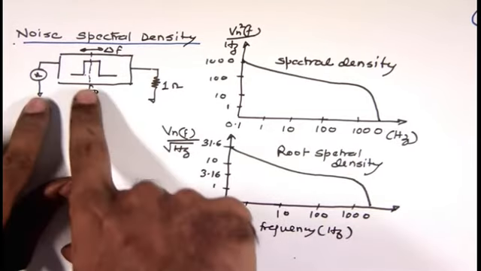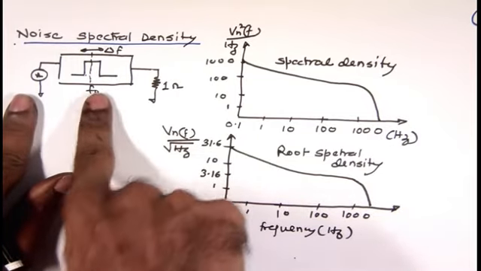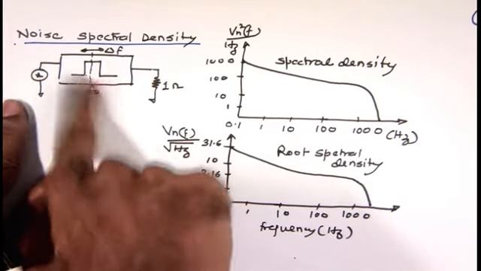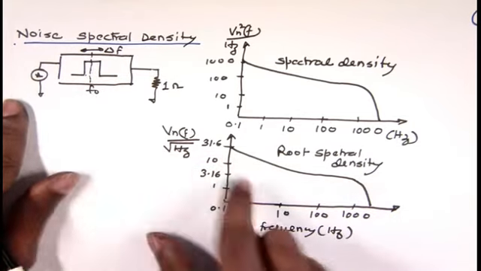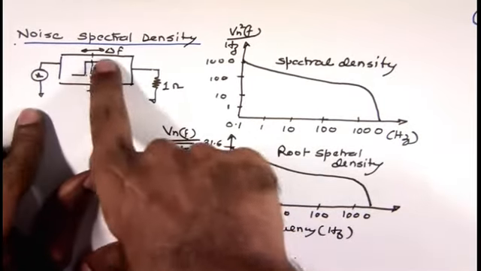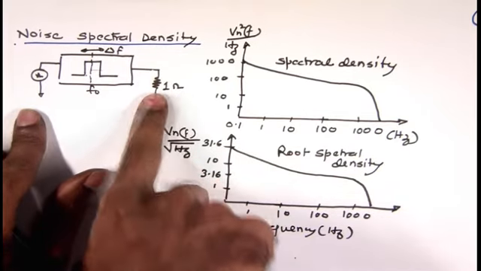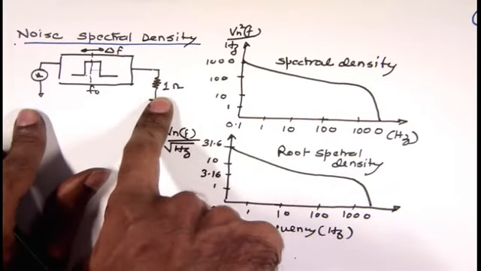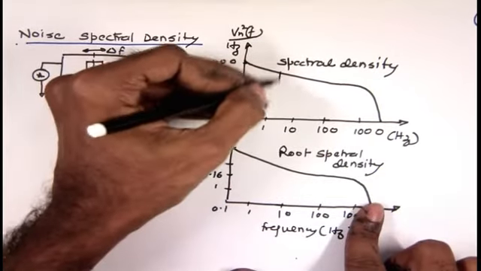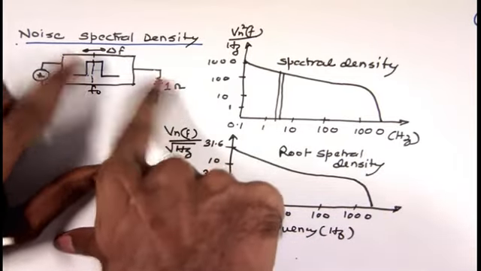And for a particular source, conceptually, how do we measure the noise spectral density? We pass the noise signal through a very sharp band pass filter of bandwidth delta F. Suppose it is just a thought experiment. Then we supply the signal to a 1 ohm load and measure the power delivered to this 1 ohm load. And for a particular bandwidth, we can divide this power by delta F.